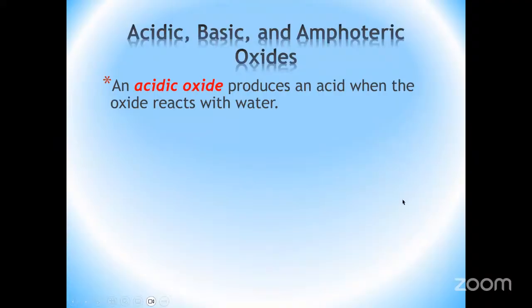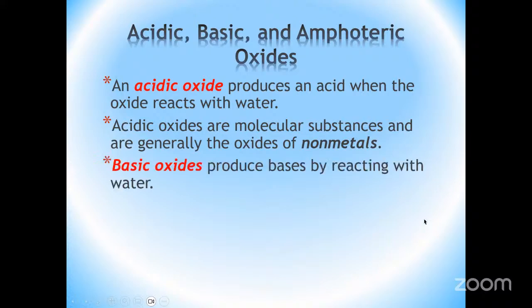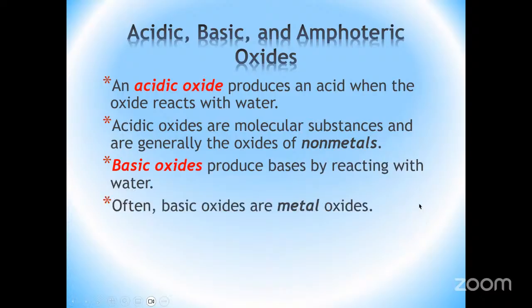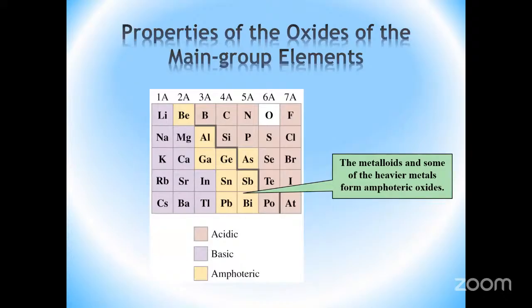And then we have the difference between acidic, basic, and amphoteric oxides. Acidic oxides are oxides which produce an acid in water, and this is generally true for non-metallic oxides. Basic oxides are oxides which produce bases when added to water, and that is true for metallic oxides. And then you have a third category of oxides known as amphoteric oxides that can react either as an acid or a base. And metalloids tend to form amphoteric oxides as well as other heavier metals such as lead, tin, and so on. And that's it for this chapter, all right?